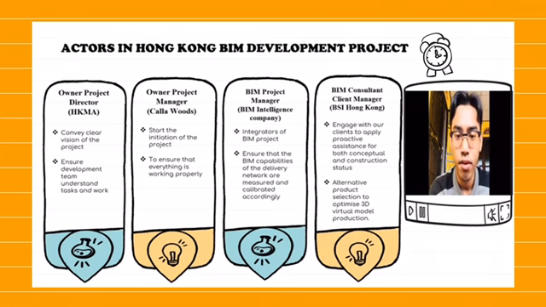So firstly, the project owner, which is HKMA, is in charge of defining the scope of the project, conveying a clear vision of the project, and ensuring the development team understands the task and the work. Therefore, the mission and the objective of the project can be successfully achieved within a given time. Secondly, the project managers have to ensure that everything is working properly. They must work within the estimated time and budget as expected to fulfill the project specification.